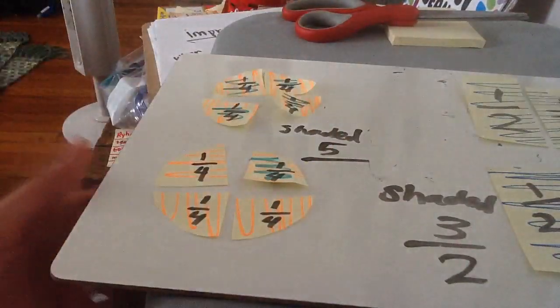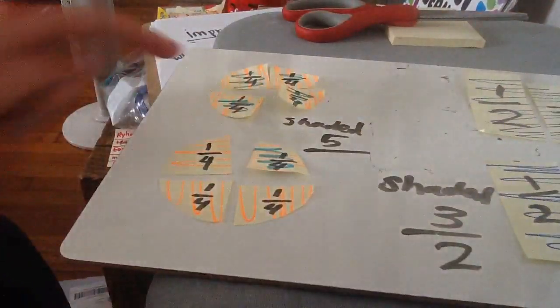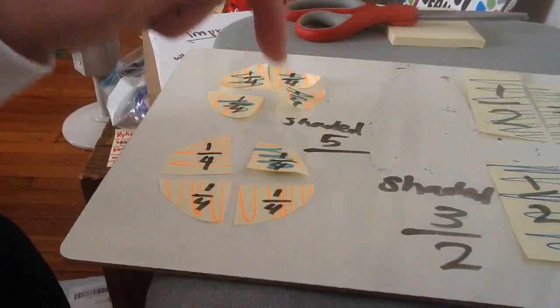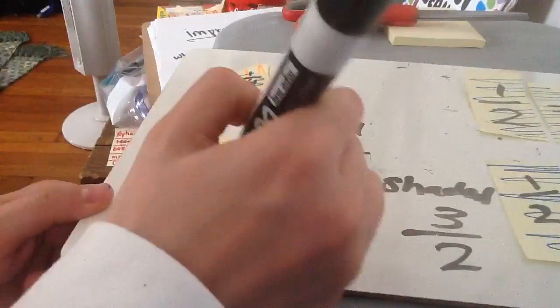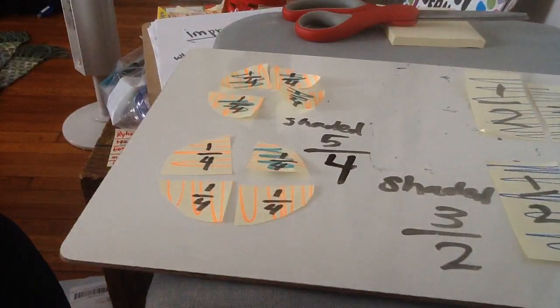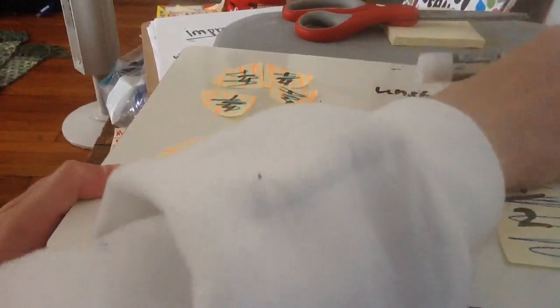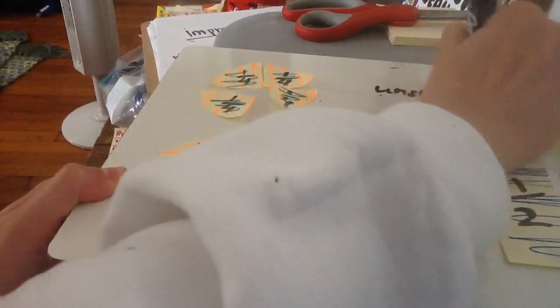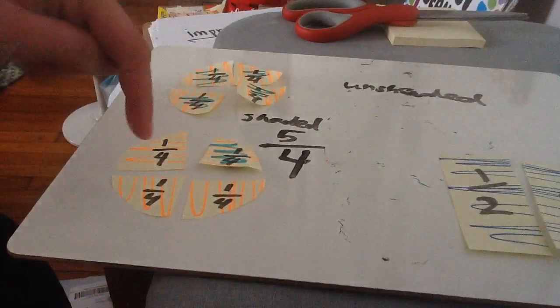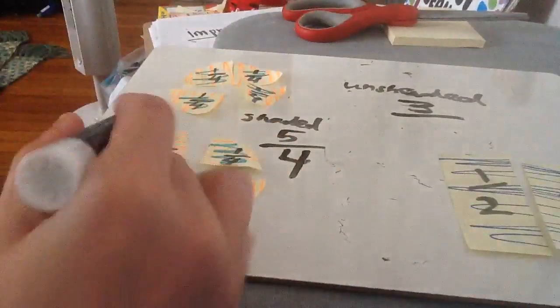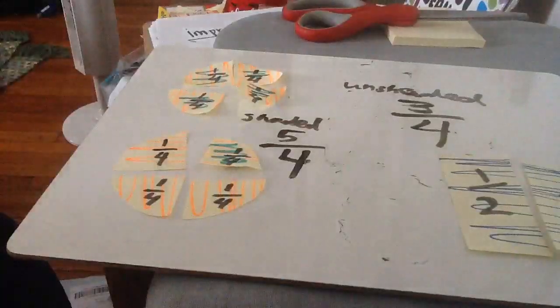There are 4 parts. Every single one of these was called a fourth. 1/4, 2/4, 3/4, 4/4, 5/4. There are only 4 parts in the whole. If we want to name the unshaded fraction, we can look at the unshaded parts. I see 1, 2, 3 are not colored blue. That's 3 out of 4 parts in the whole.